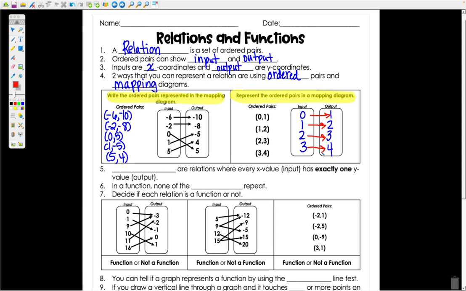Now, if I take a relation up a step, a function is a relation where every x value has exactly one y value. In a function, none of your x values can repeat. I won't say x's, I'll say x values.